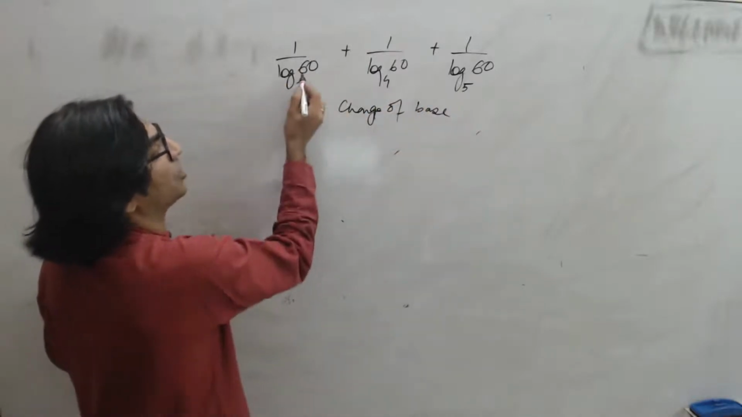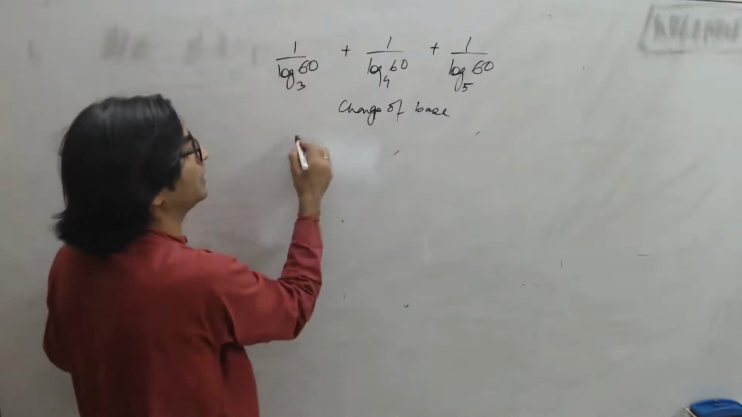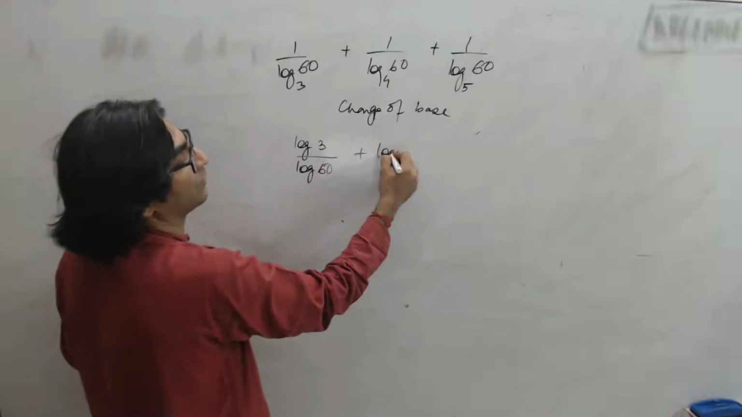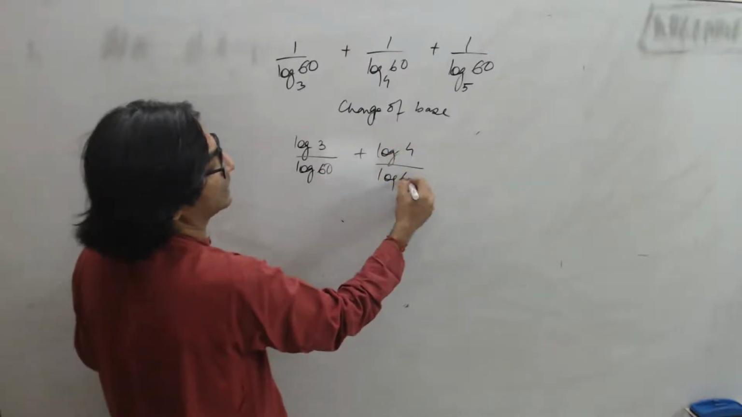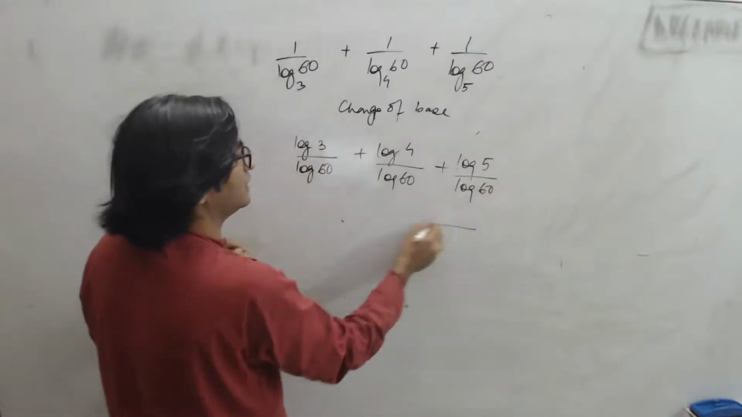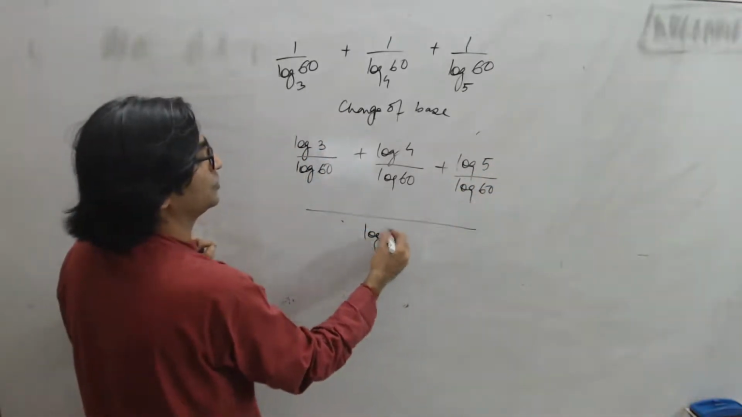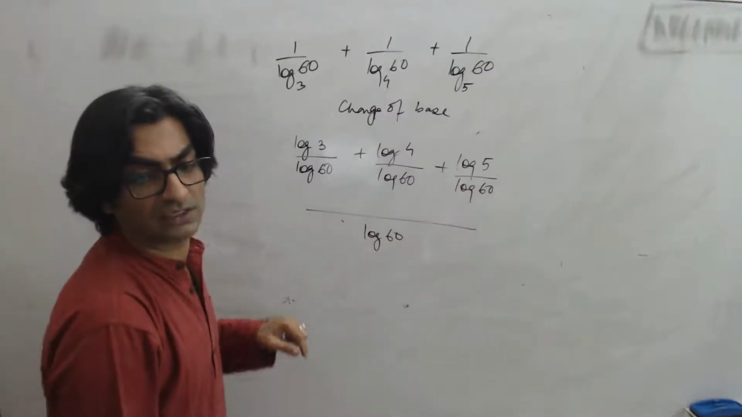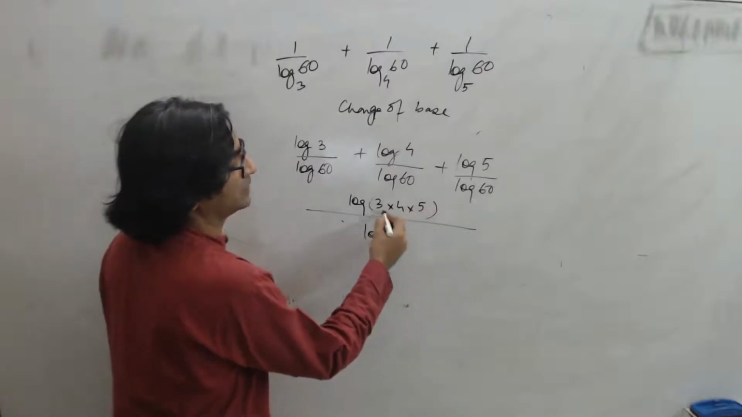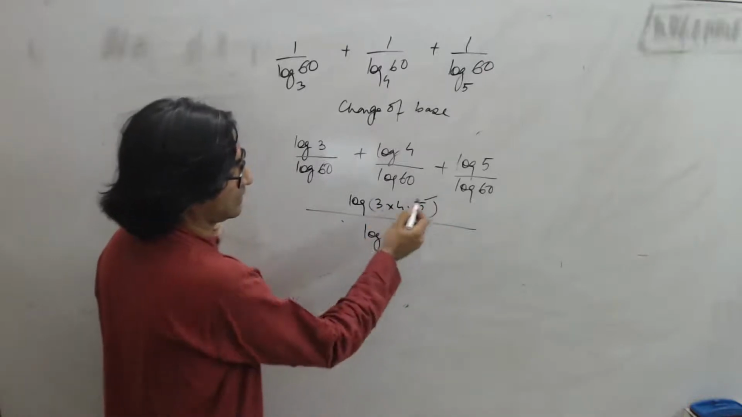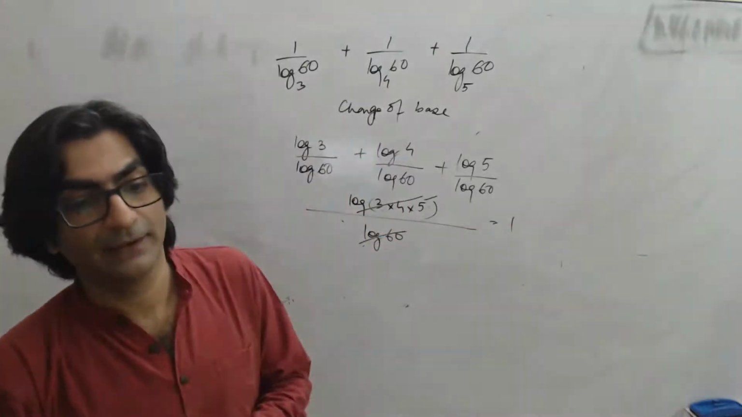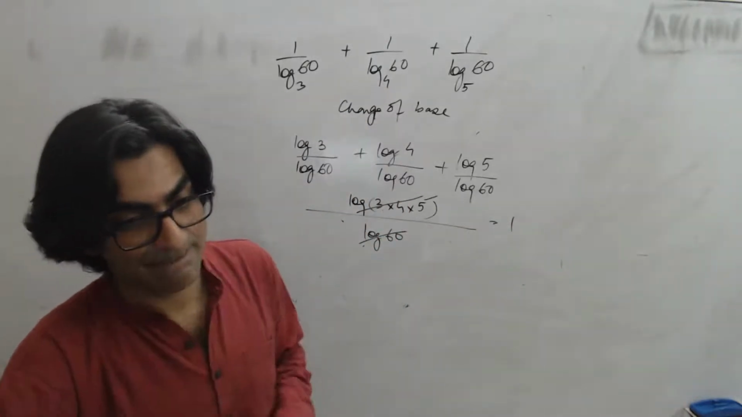Then this can be written as log 60 by log 3, and log 3 will go in the numerator. So this will become log 3 by log 60 plus log 4 by log 60 plus log 5 by log 60, and log 60 obviously is common, which means you'll end up getting sum of the 3 logs, and when you have sum of 3 logs, it will become log of 3 into 4 into 5. It turns out 12 into 5 is 60, so log 60 by log 60 will become 1. Yeah, so answer to this question is option B.